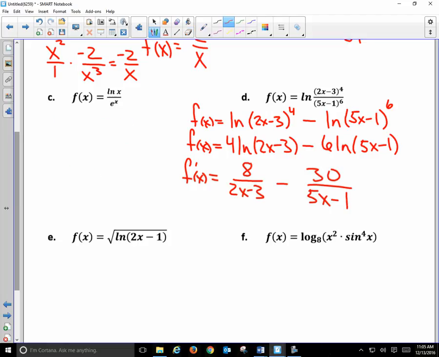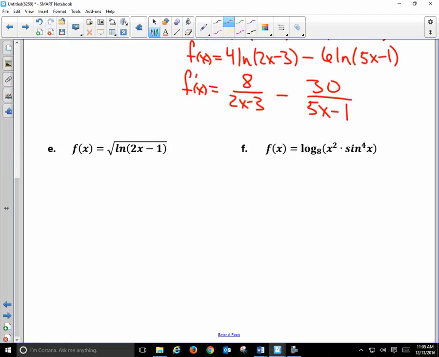No, you don't have to. You leave it like that. That's actually more helpful often than finding the common denominator. So let's leave it like that.